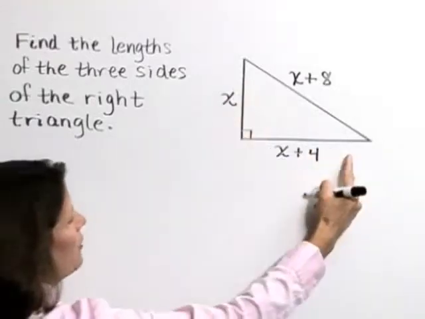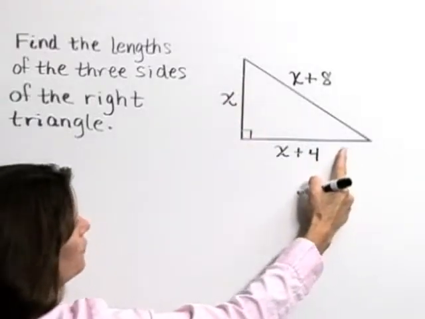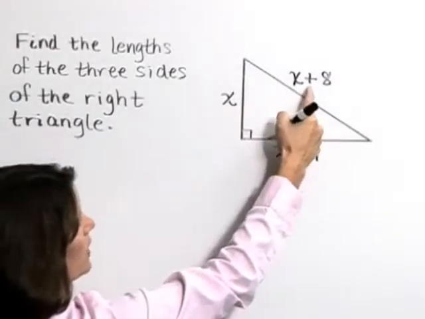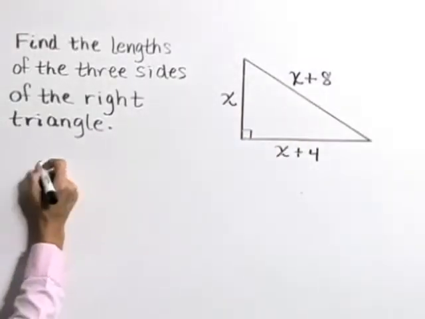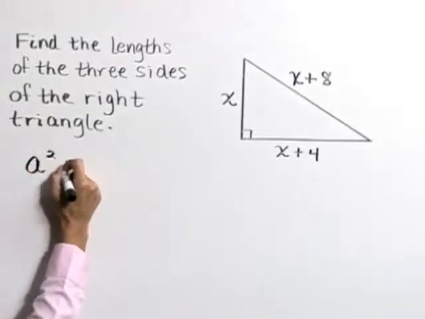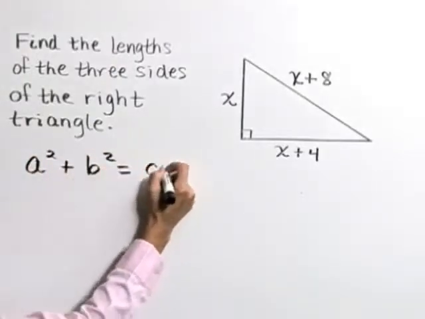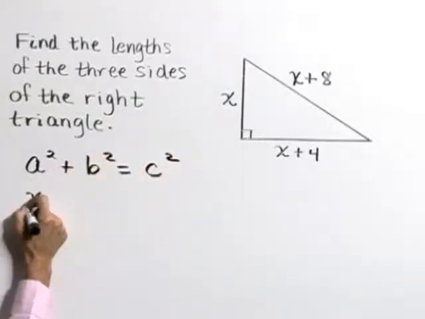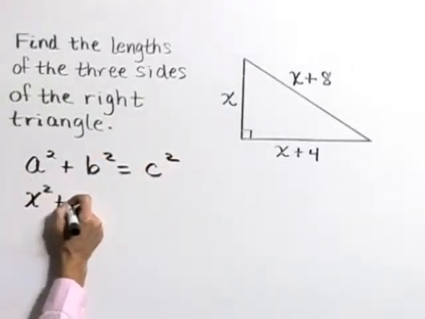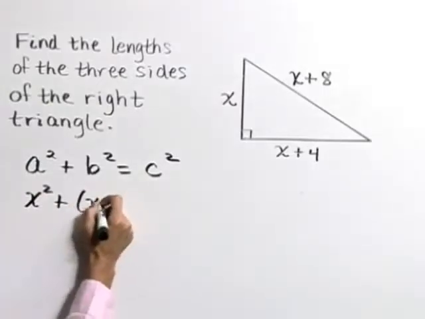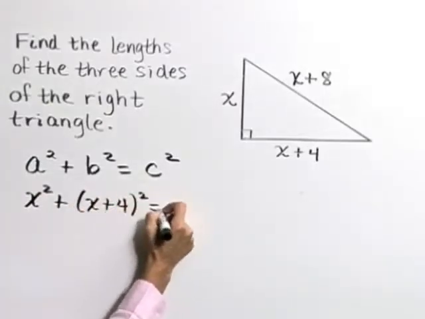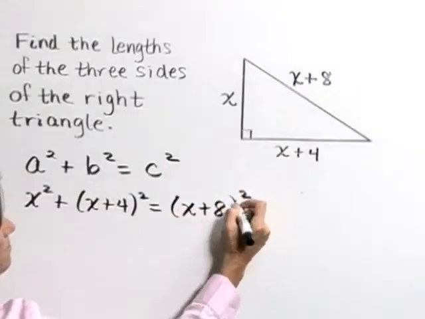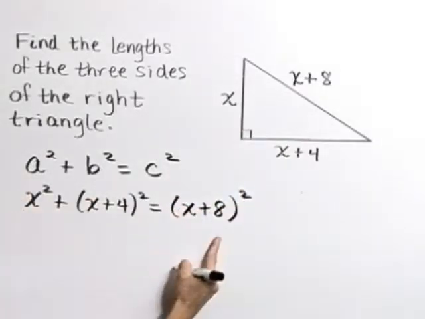The Pythagorean theorem is used to solve for unknown lengths of right triangles, and it says leg squared plus leg squared is hypotenuse squared. Or you might think of that as a squared plus b squared is equal to c squared. Well, let's let a be that variable x, b be x plus 4, and c be x plus 8. So we have our equation in terms of x.